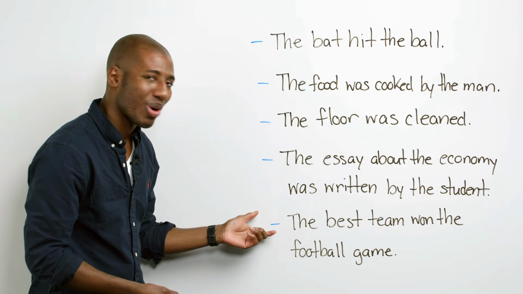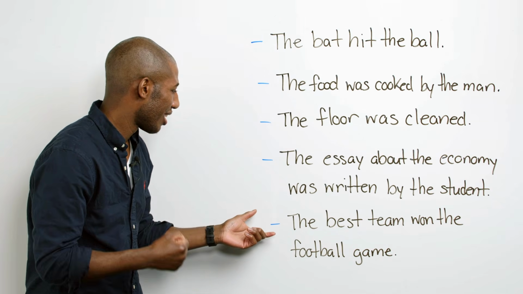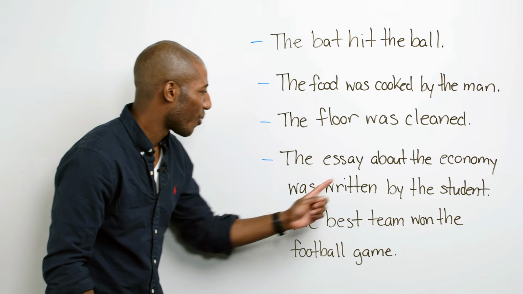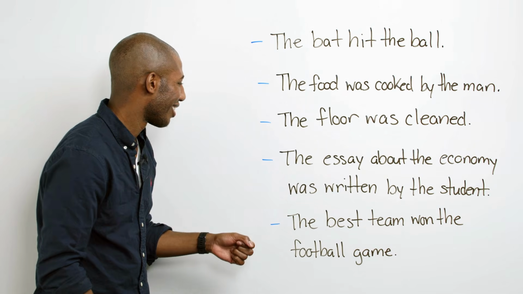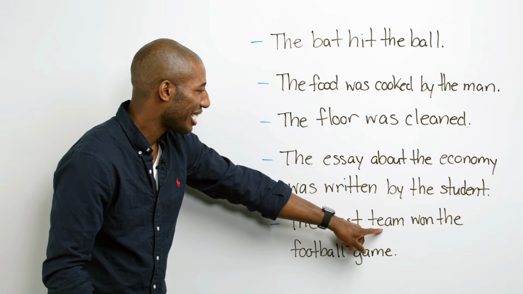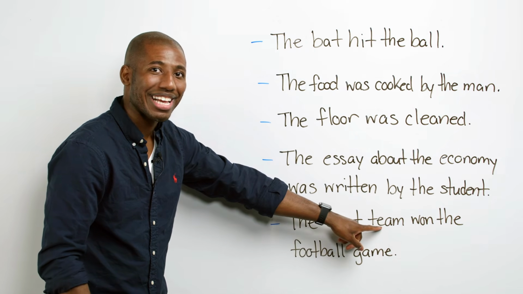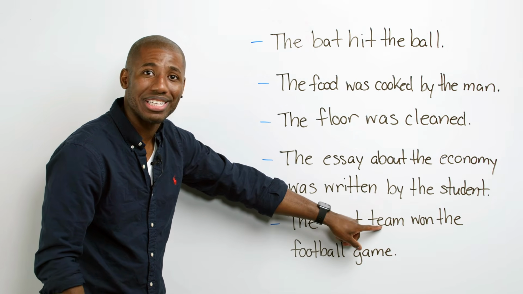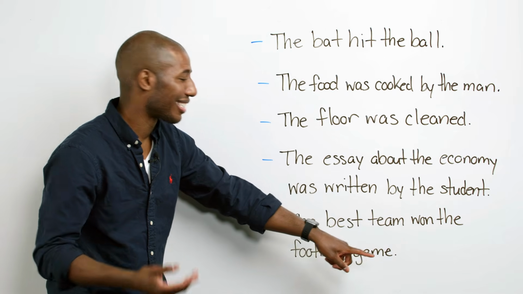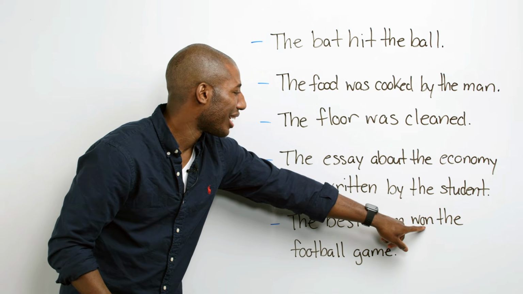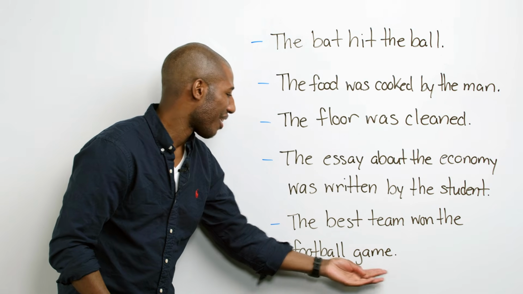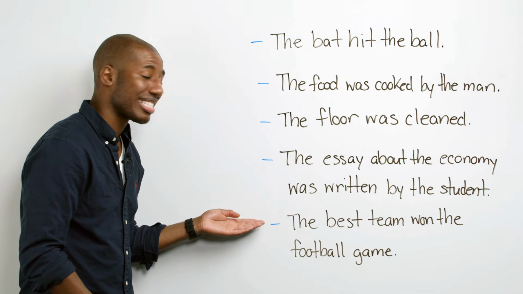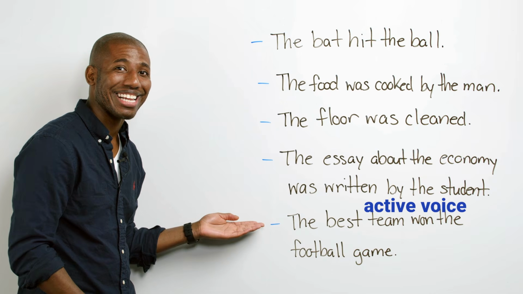And our last one, we're almost there. Stay with me. The best team won the football game. Good job, team. Our team is our doer. What did the team do? What's the action? The team won. What did they win? They won the football game. This is definitely a sentence written in the active voice.